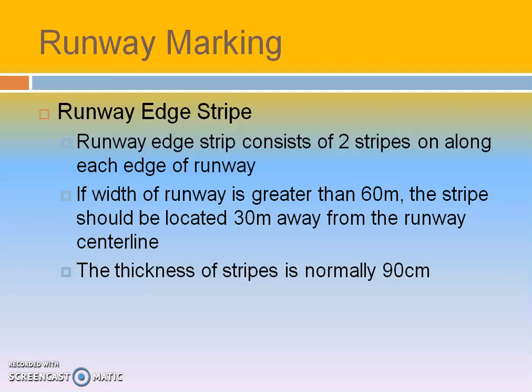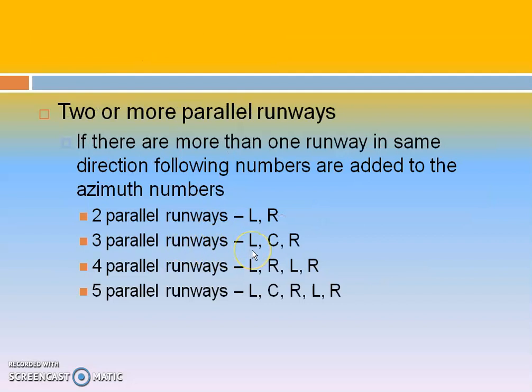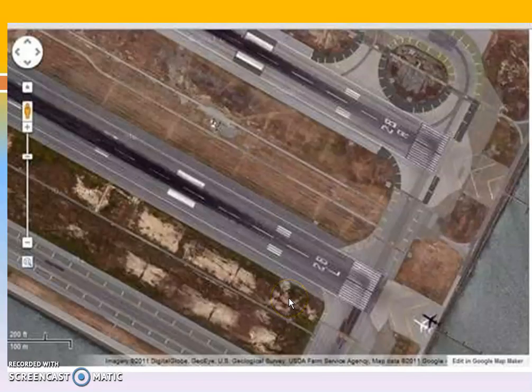When 2 or more parallel runways are there, we'll mark 2 parallel runways as L and R. If there are 3 parallel runways, we'll mark them as LCR: left, center, right. 4 parallel runways means 1 left and 1 right, and another left and right. 5 parallel means 1 LCR, and the last ones are left and right. This is how the parallel runways will be placed. This is R and this is L. If another one in the center is there, we'll mark it as C.